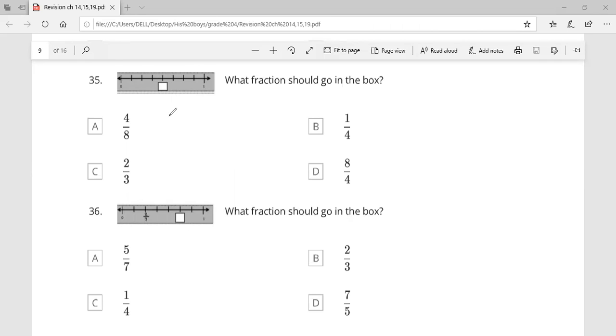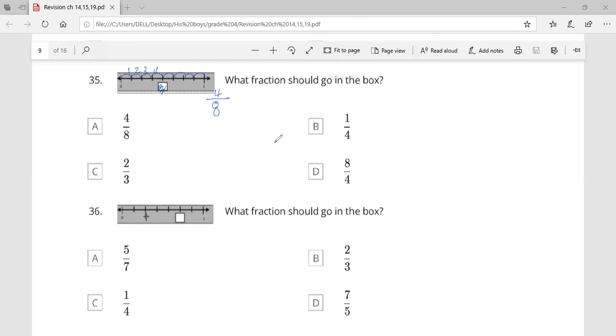We stop at question number 35 about how to find the fraction on a number line. As we said before, we can count 1, 2, 3, 4, 5, 6, 7, 8. It is 8. And from 0 until this box is 4: 1, 2, 3, 4. The fraction is going to be 4 over 8, like this.